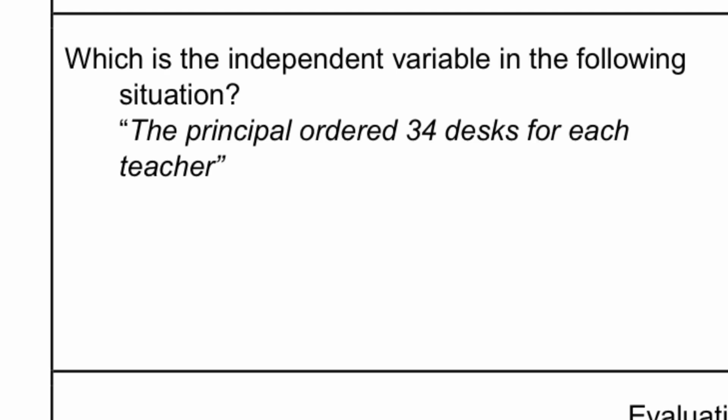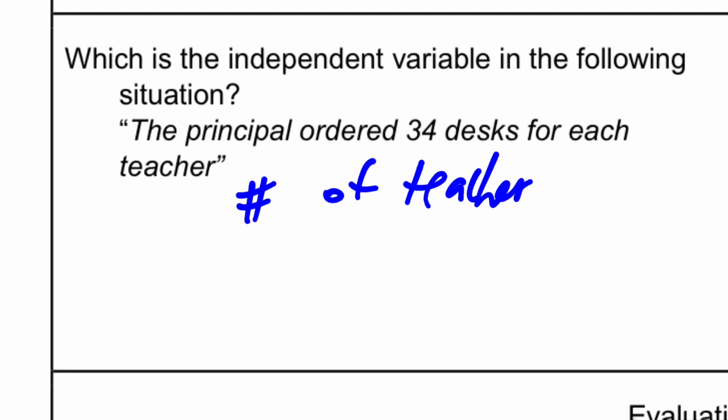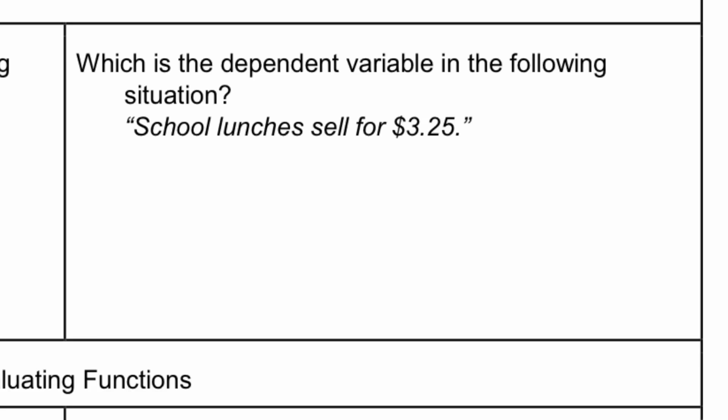This one, the number of teachers, is the independent variable. And based on that, we order a different amount of desks. For this one, the number of school lunches is the independent variable, and the dependent variable is the cost. Depending on how many school lunches you buy, it'll be a different amount.